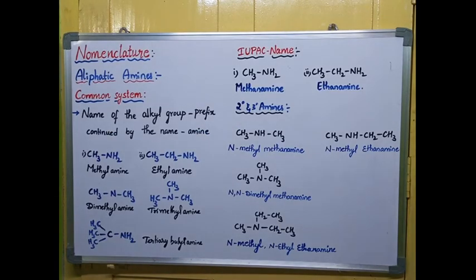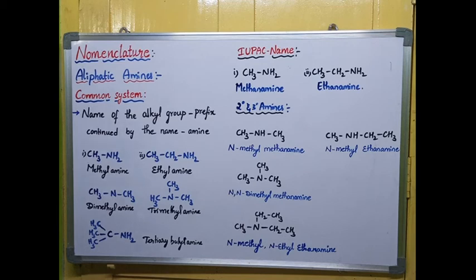Let's see the nomenclature of amines. Nomenclature simply indicates the naming of amines. Here we'll discuss both aliphatic amines and aromatic amines. Firstly, let us see the aliphatic amines. What are aliphatic amines? Aliphatic amines are those having straight chain or branched chain carbons. Aromatic means we can see an aromatic ring, then they are called aromatic amines.